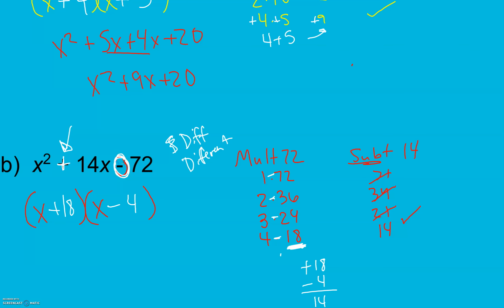If our last number is negative 72, the only way we multiply to a negative number is if our signs are different. Again, we can check here by FOILing. Combine our like terms, we get the 14, and we are correct.